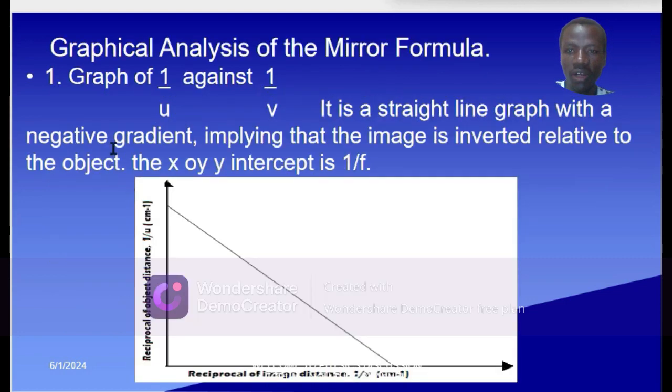Let us now move to graphical analysis of the mirror formula. Yes. So the first graph we are going to analyze is the graph of 1 over u against 1 over v, where we have 1 over u on the y-axis and 1 over v on the x-axis. So when you draw this, you find the graph is a straight line having a negative gradient. Yes. So either the x or y intercept is equivalent to 1 over f, from the mirror formula.